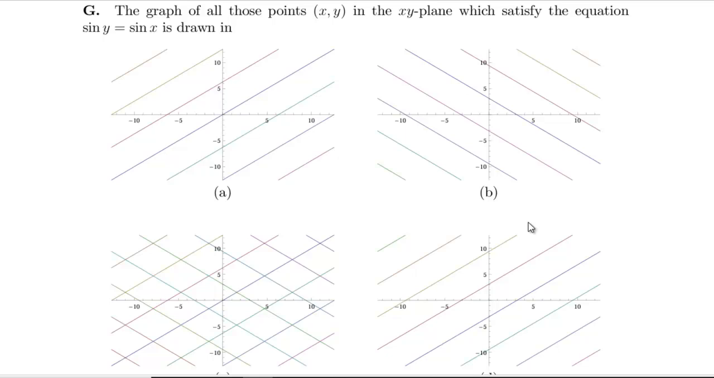We've got, is it going through the origin? That's a good start. Well, if we put y as 0, x is 0, then it's fine. So we need to go through the origin. So it's not going to be B, it's not going to be D. It's going to have to be A or C.